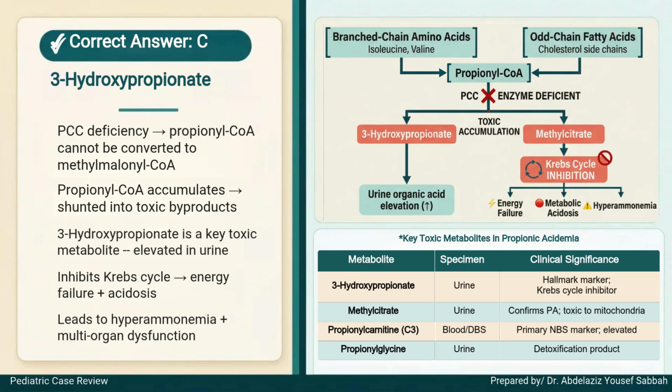Option A, methylmalonic acid, is elevated in methylmalonic acidemia, not propionic acidemia. This is the critical differentiator between these two organic acidemias.